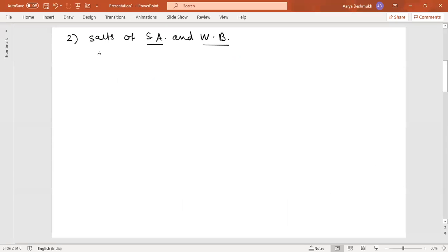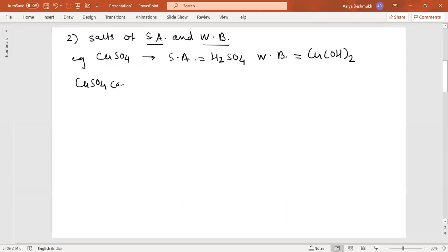For example, if you take copper sulfate, it is the salt of a strong acid, here it is H2SO4, and a weak base, here it is copper hydroxide. Two OH groups will be attached to this since the oxidation number of copper is +2. Now this copper sulfate dissociates in aqueous solution as Cu2+ and SO4 2-. Okay.